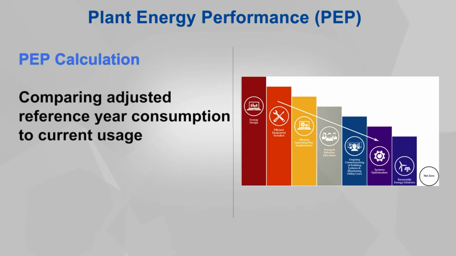This method provides a clear picture of energy savings and efficiency improvements, allowing plants to track progress and make informed decisions about energy management. In conclusion, plant energy performance plays a vital role in assessing and improving energy efficiency in industrial operations. By using the production factor and reference year equivalent energy use, plants can accurately measure their energy performance over time, leading to more effective energy management strategies.